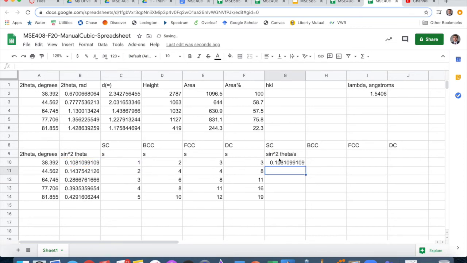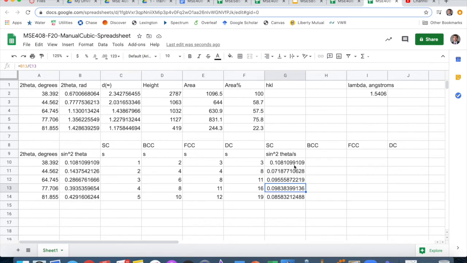And it's as simple as that when you have the spreadsheet, and then you'll just bring this down to follow the calculations for each one of these. So dividing each peak by its corresponding S value, assuming simple cubic structure, and I've got these values.